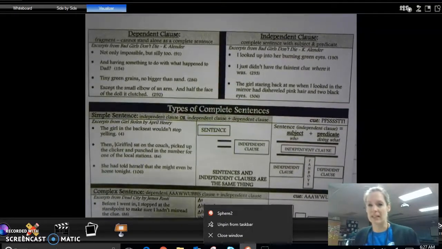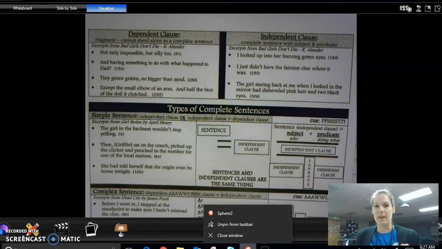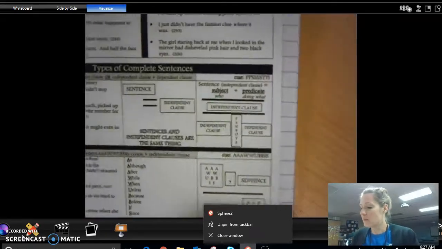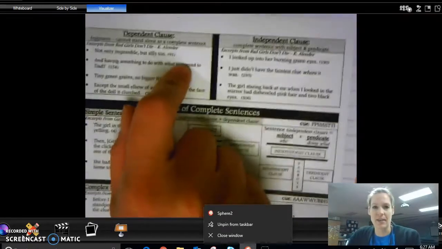So the only real lesson that we're going to do with all of this specifically is the difference between an independent and a dependent clause. And then otherwise, this is going to serve as a resource for you in your journal. So here's what we're going to be doing. The mini lesson we'll talk about right here is this dependent-independent clause.